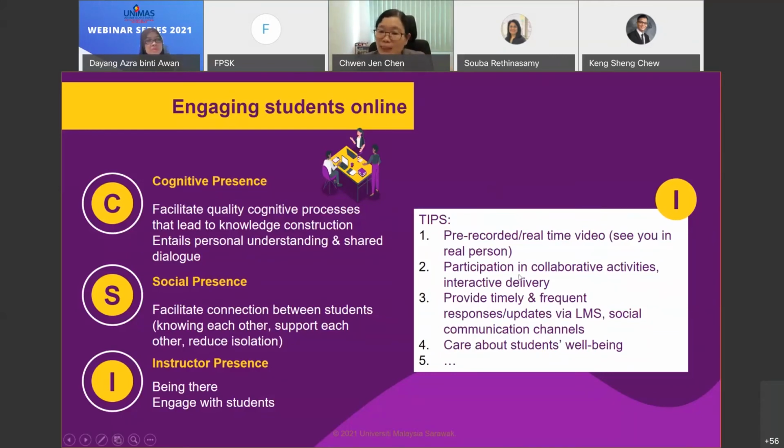All right, participation in collaborative activities or interactive delivery. Basically, it means that we try to participate in our students' collaborative activities.